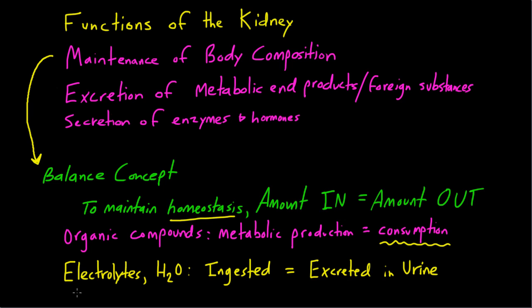But for things like electrolytes and water, which are ingested, basically to maintain balance, it has to be excreted via the urine. And everything we're going to go over today is really going to show you how the kidney maintains balance in electrolytes and water.